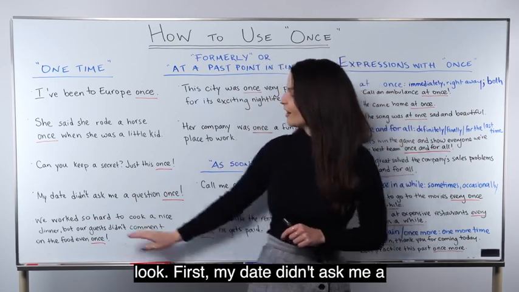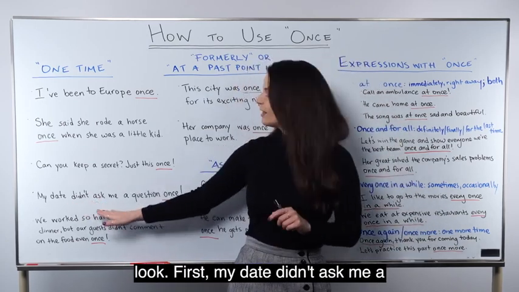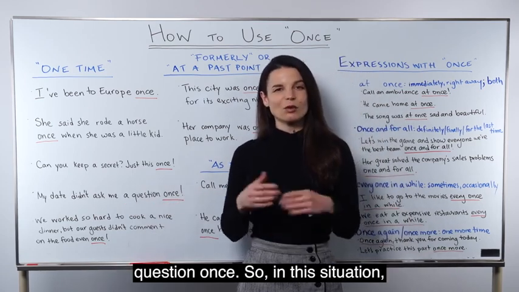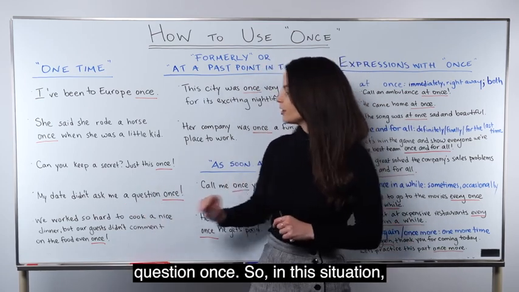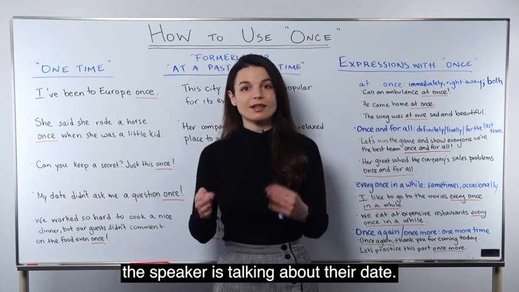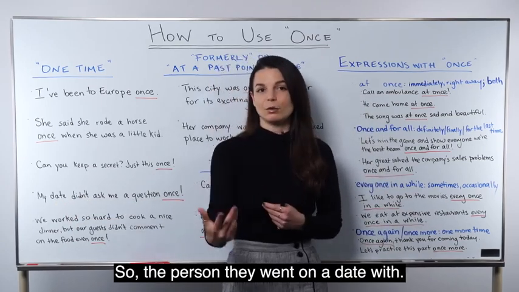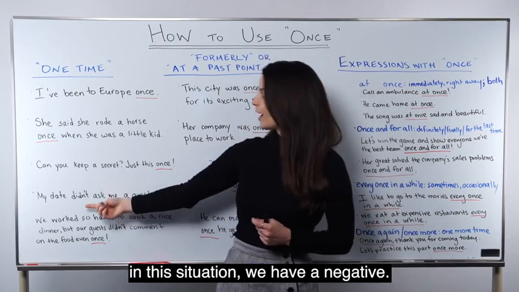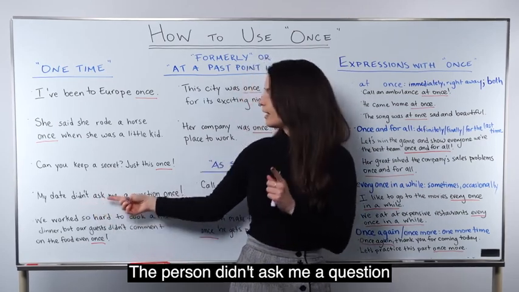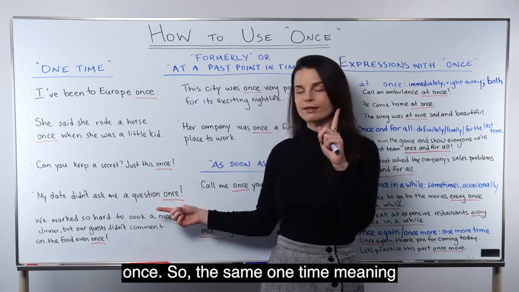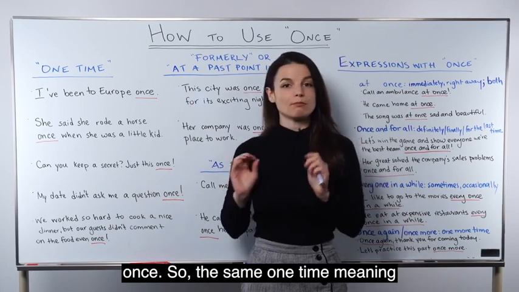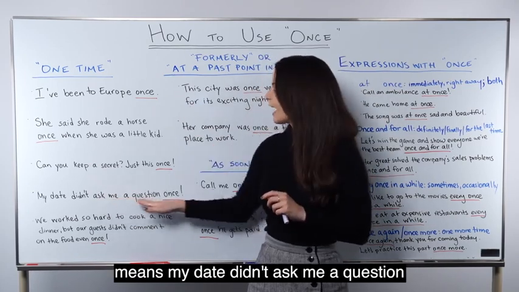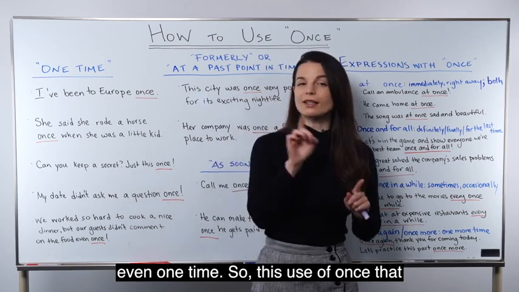Let's take a look. First, my date didn't ask me a question once. So in this situation, the speaker is talking about their date. So the person they went on a date with. We call the other person our date. So in this situation, we have a negative. The person didn't ask me a question once. So the same one time meaning applies here. That means, this sentence means, my date didn't ask me a question even one time.